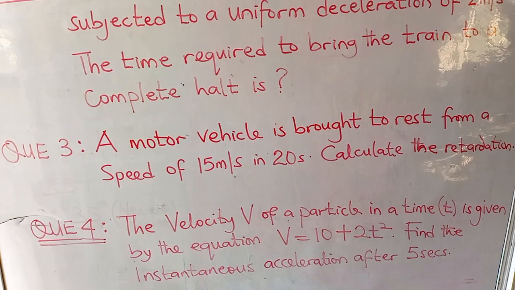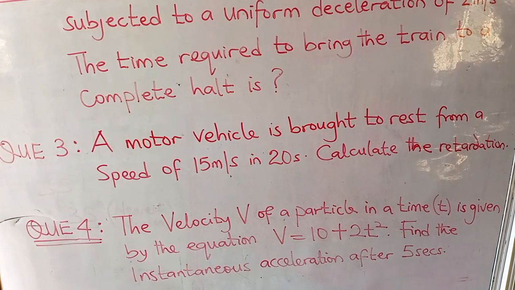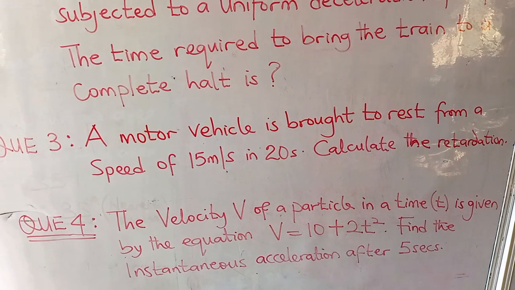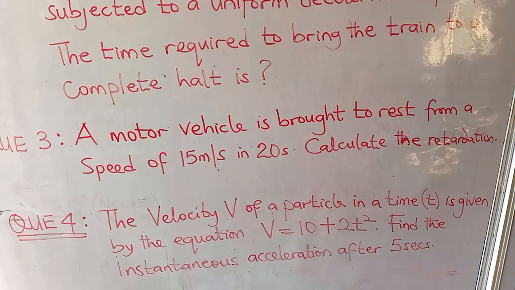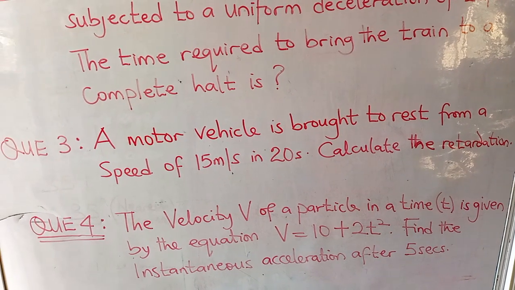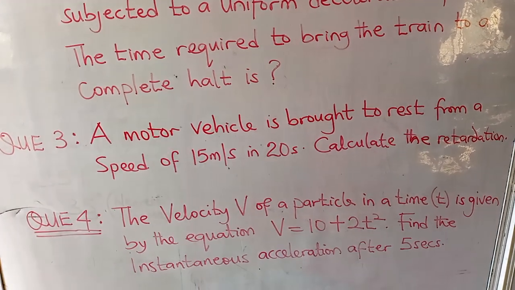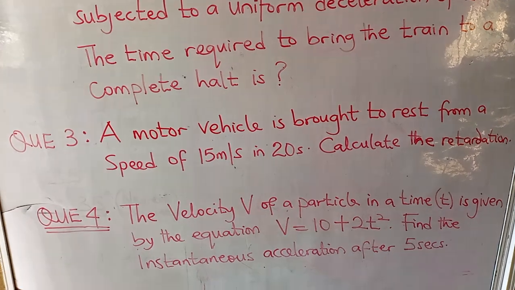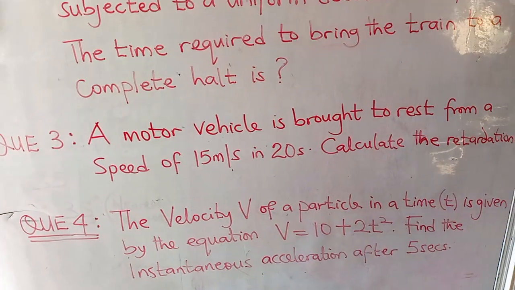The third question: a motor vehicle is brought to rest, that's v equals 0, from a speed of 15 meters per second in 20 seconds. That's time. Calculate the retardation. Retardation is the acceleration that is bringing it to rest. That's negative acceleration again, the same thing as deceleration. Let's do it together.